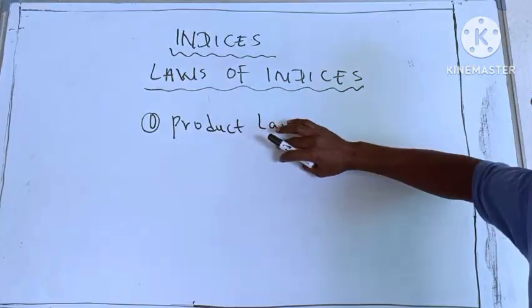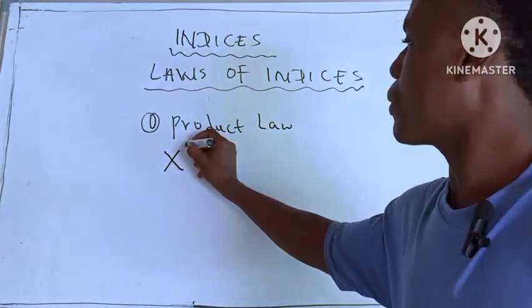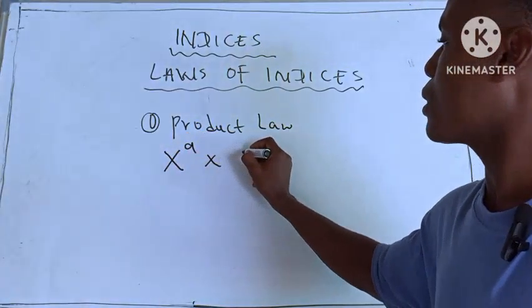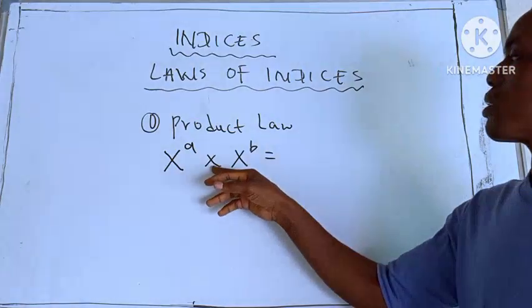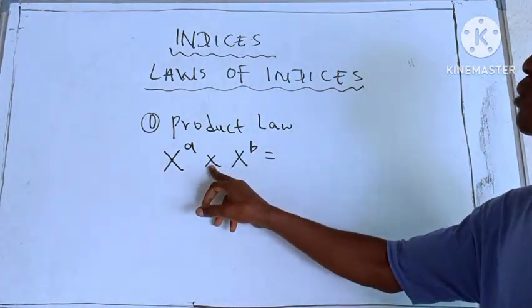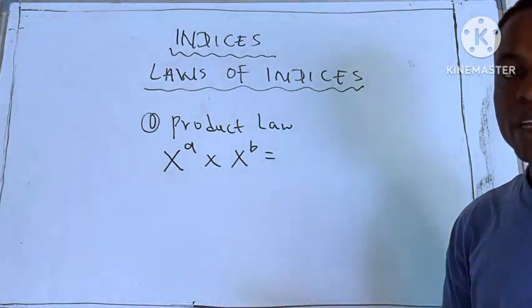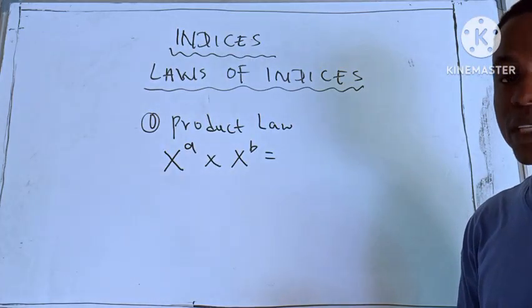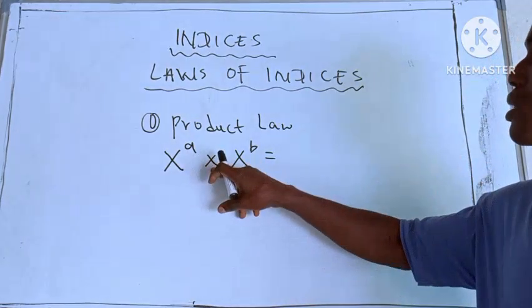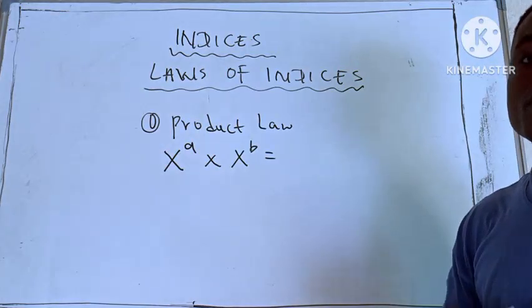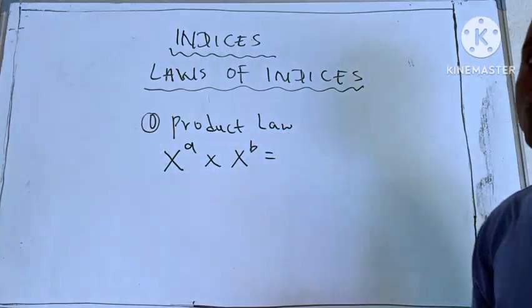Now, the first law is called the product law. For example, let's say we have x raised to power a multiplied by x raised to power b. We call this multiplication. In maths, we can call it multiplication, times, or product. So whenever you hear the word product, we are referring to times or multiplication. This is the first law, the product law.